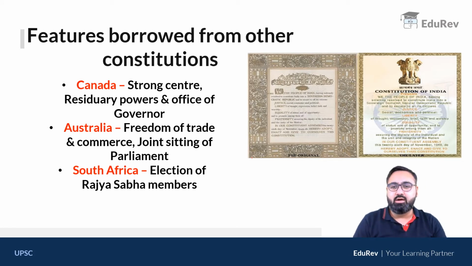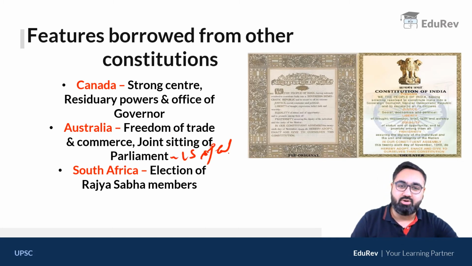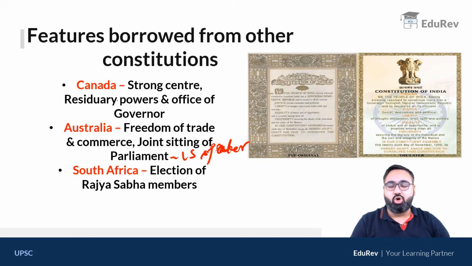From Australia, we took the joint sitting of the parliament. That is, in the parliament, if one house has passed the bill and the other house has rejected the bill, or one house has passed the bill and the other house has not taken any action for 6 months, then as you know, the President of India can call for a joint sitting of the two houses to sit together, discuss and pass the bill. Such joint sittings are presided over by the Lok Sabha Speaker. We will again read about this in much detail when we are discussing the Parliament. The concept of joint sitting has been taken from Australia.